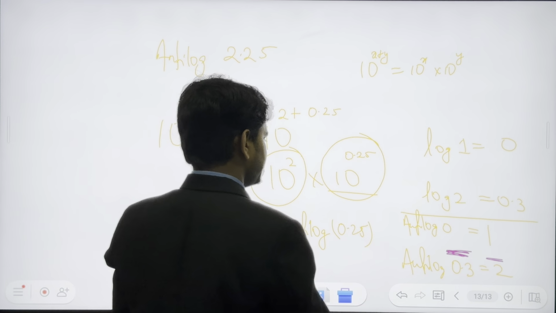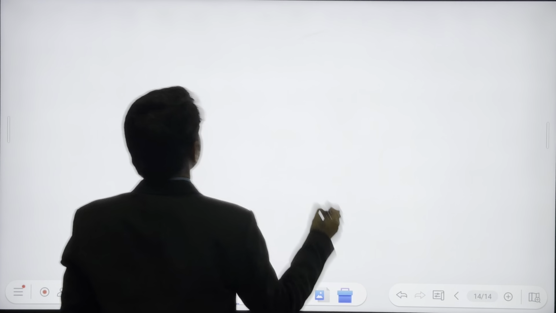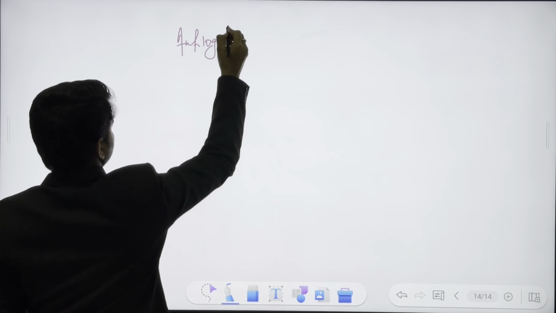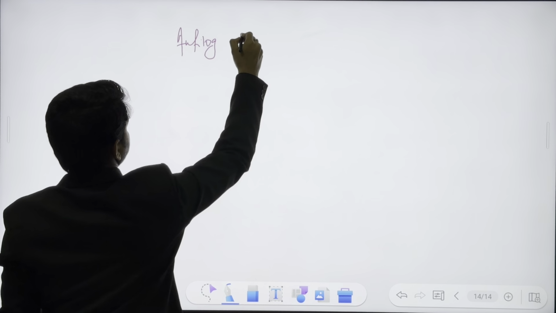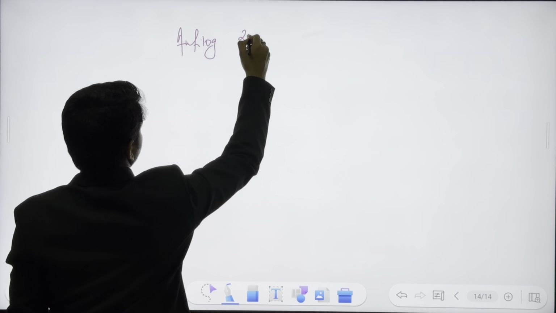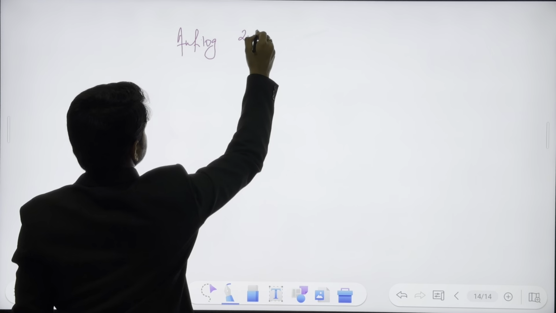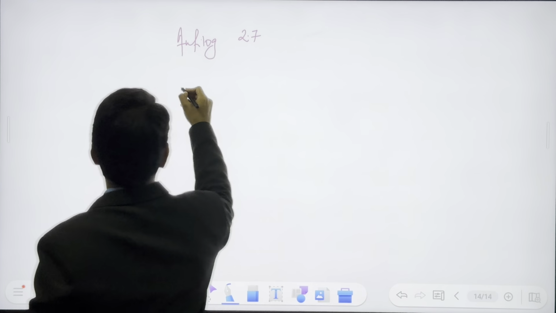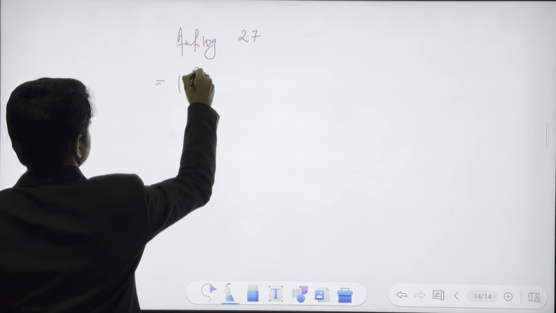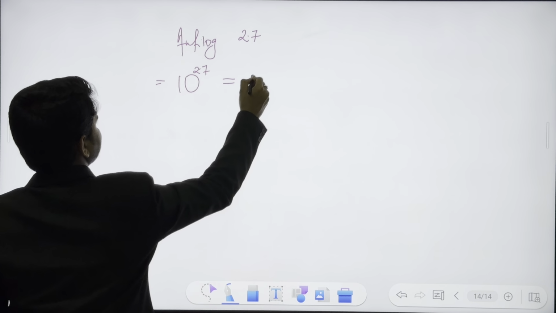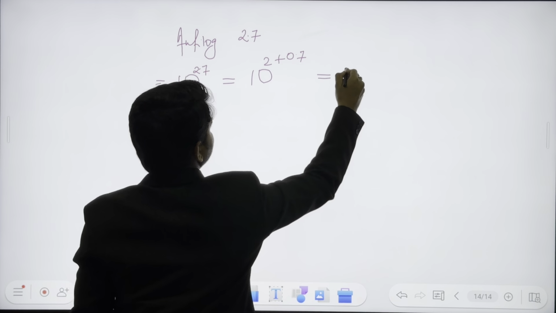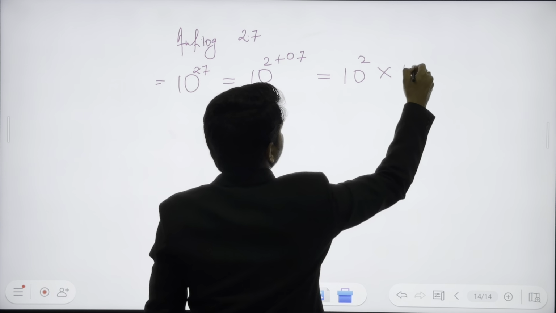Let's do one more question. If you couldn't understand it, here you have been given a value. You have to find the value of anti-log 2.7. How do you find anti-log 2.7? It is basically 10 to the power 2.7. It is basically 10 to the power 2 plus 0.7. It is basically 10 to the power 2 into 10 to the power 0.7.